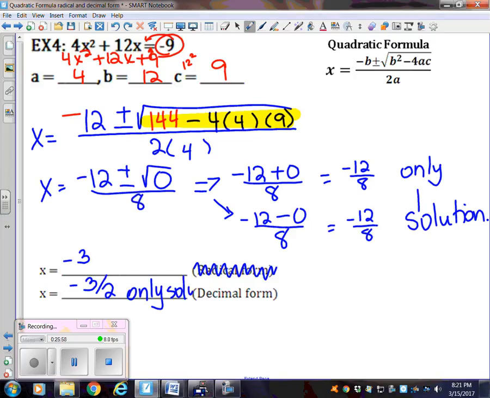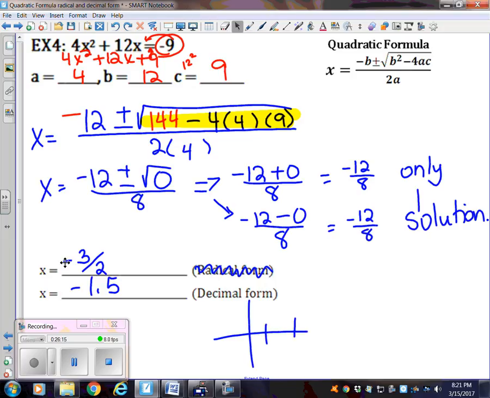And there's only one solution. I could put negative 3/2, although that's not the radical form. Negative 3/2 is negative 1.5. So this parabola comes down to negative 1.5. It comes down, touches, bounces back off, and only touches the x-axis one time. This is what it would look like if you tried to use the quadratic formula. You would end up getting a 0, and that means you're adding 0 and subtracting 0, so you only get one solution.